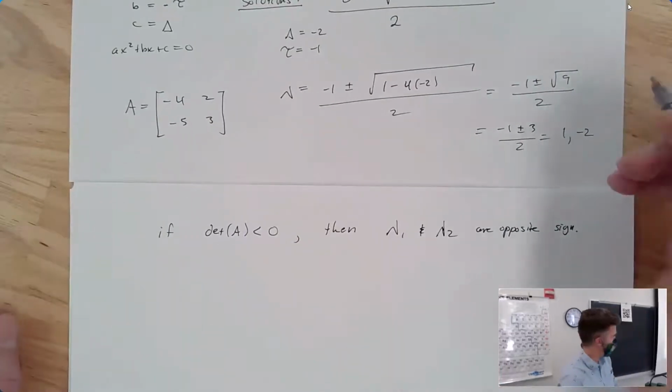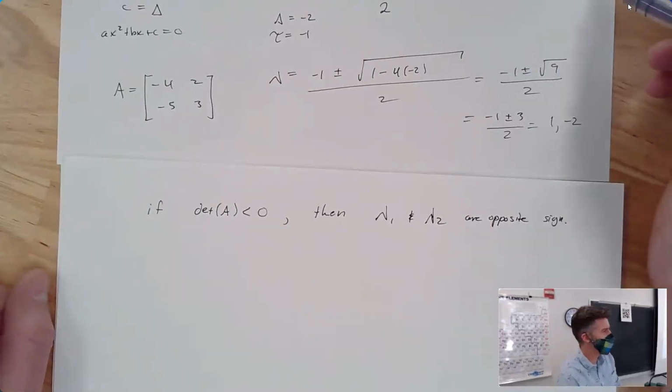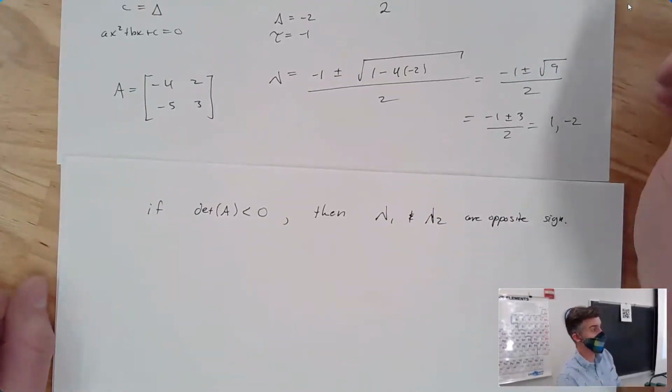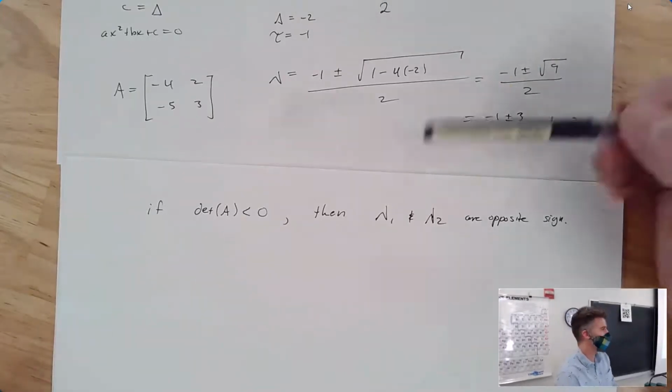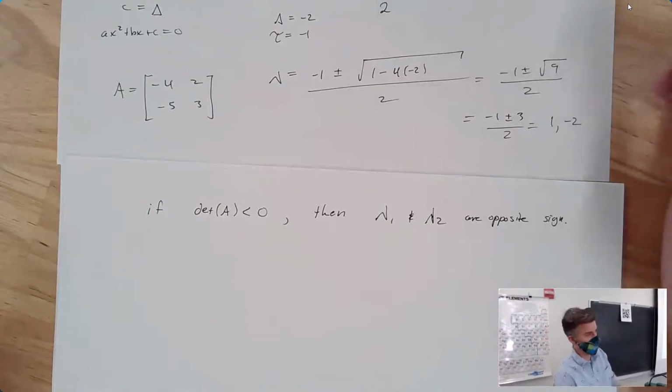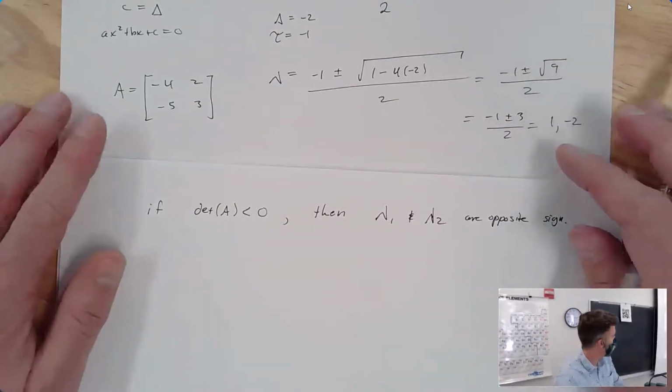Why would that be true? Well, actually, before I say why would that be true, what does that mean? If the eigenvalues are opposite sign, we know we have what? A saddle. So if you ever can just see that the determinant's negative, you can be done as far as classifying. You can say, like, I know I have a saddle. Now, why would that have to be true? Well, check this out.